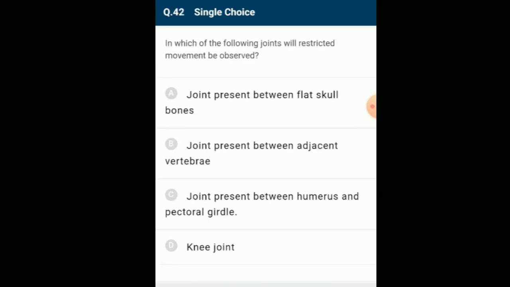Question 42. In which of the following joints will restricted movement be observed? The joint present between adjacent vertebrae is known as a cartilaginous joint. The bones involved in this type of joint are connected together with the help of cartilage. These joints allow only a limited range of movement. The answer is option B, joint present between adjacent vertebrae.